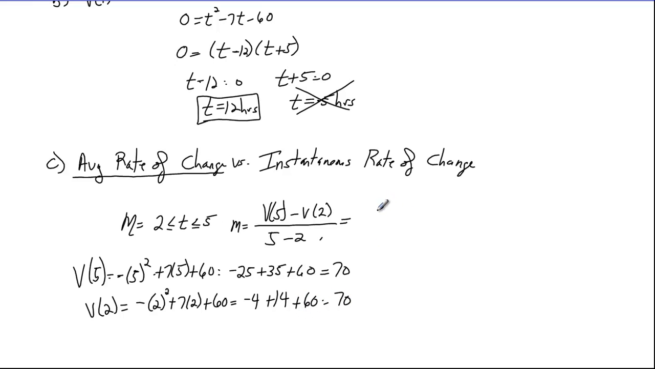So notice here we plug in, we get 70 minus 70 all over 3, which gives us 0. So we realize that we are changing 0 gallons per hour. The average rate of change between 2 to 5 seconds is 0 gallons per hour. We realized that there was no change. The volume was consistent at those 2 times, and we know that's definitely not what happened.